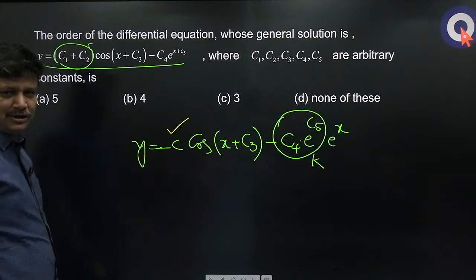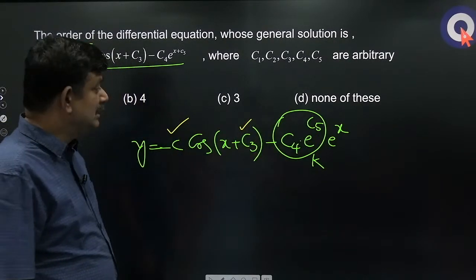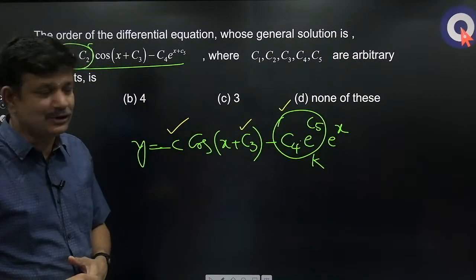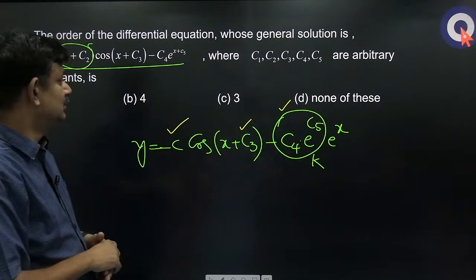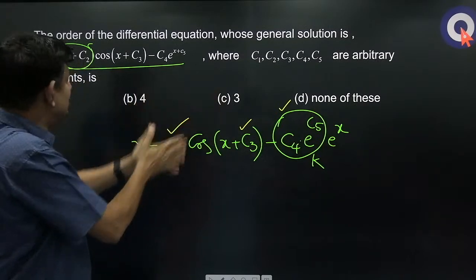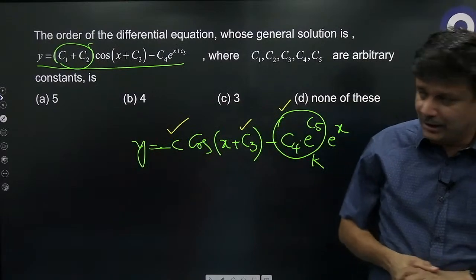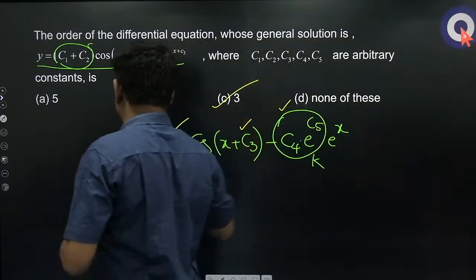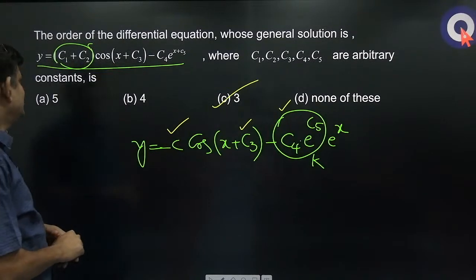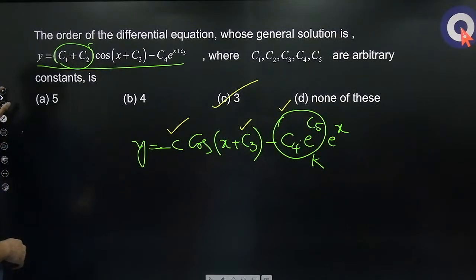C1 plus C2 is contributing to one arbitrary constant. C3 is contributing to a second arbitrary constant. C4 into e power C5 is contributing to a third constant. So how many are effectively essential? Only 3, the other two are given unnecessarily. So what is the order of this? It will be 3. It will not be 5, it will not be 4, it will be 3. Order is 3. That is how you find the essential number of arbitrary constants.